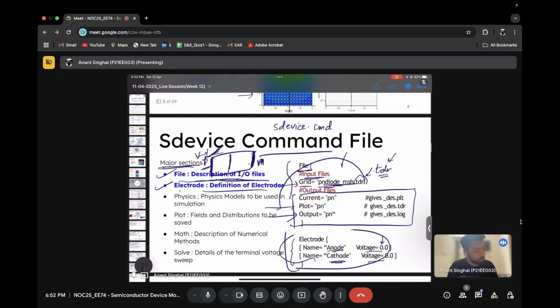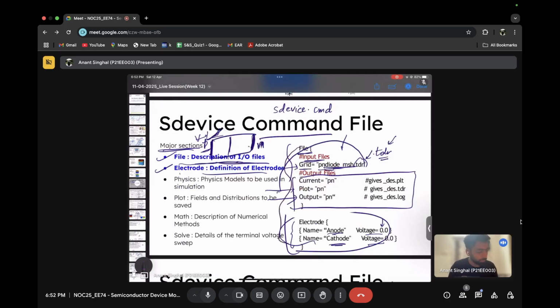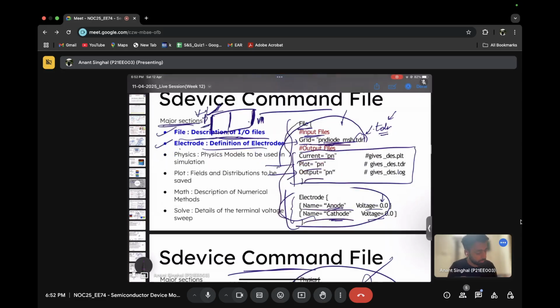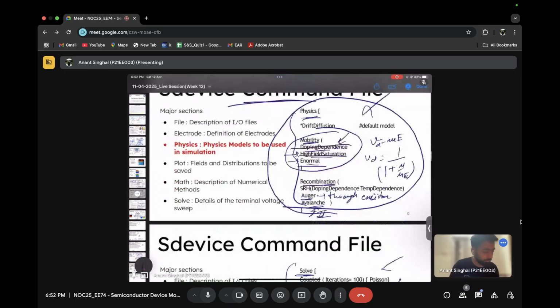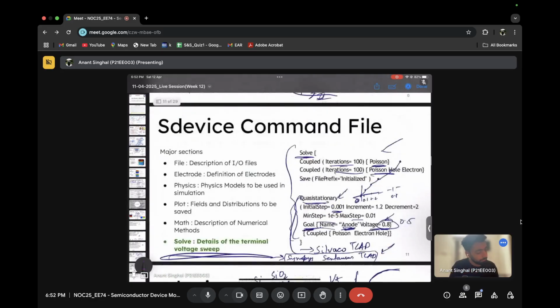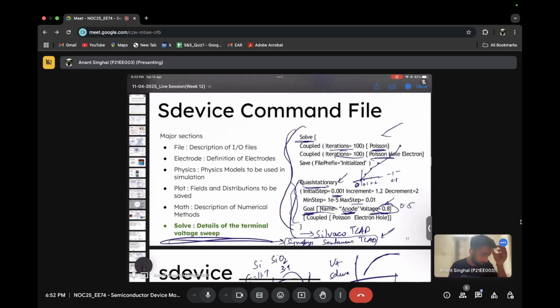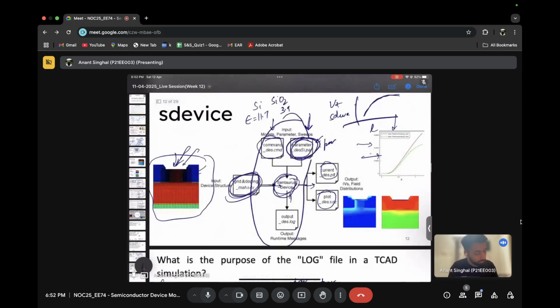And then I told you how you can write a file. This is the syntax: this is the input, these are the output files. These are the two contacts to which you will be giving the voltage. Then these are the physical models. You just need to write the name of the models and it will work, because the mathematics is already there in the parameter file. Then there is the sweep of the voltage. It goes from 0 to whatever voltage you write here, that is 0.8 here. Then yeah, this is the complete flow.